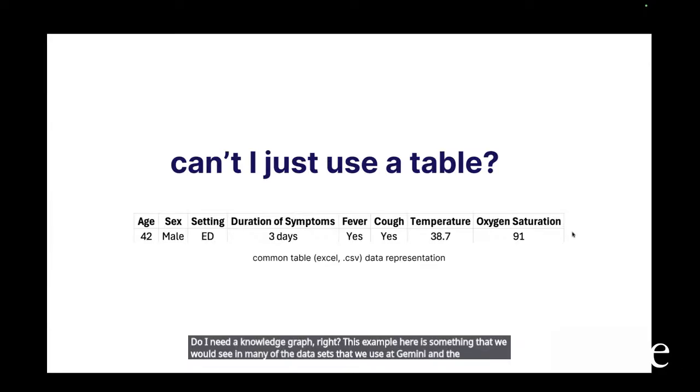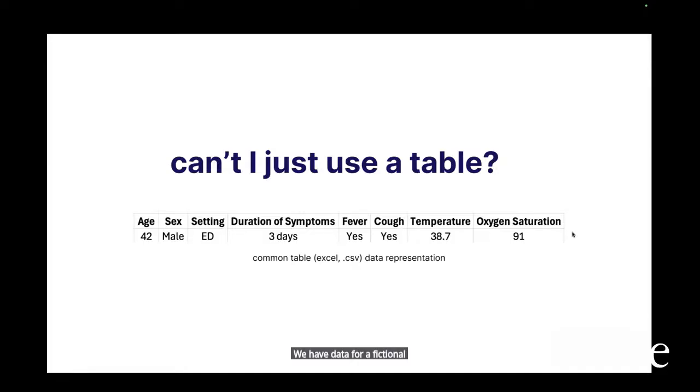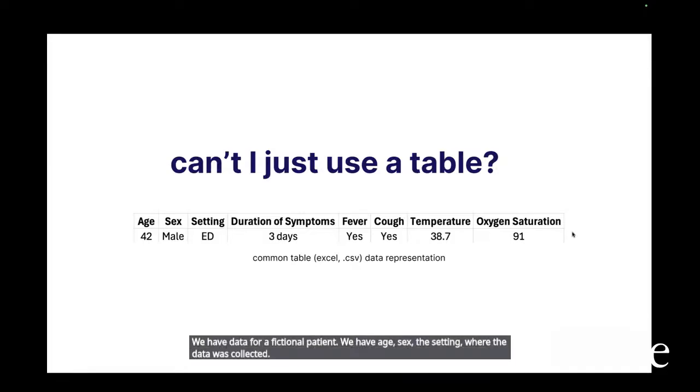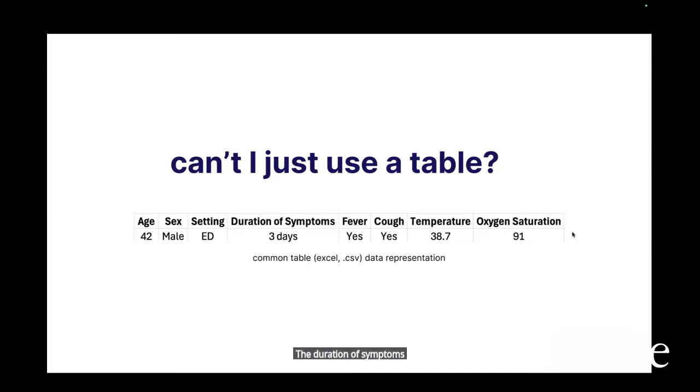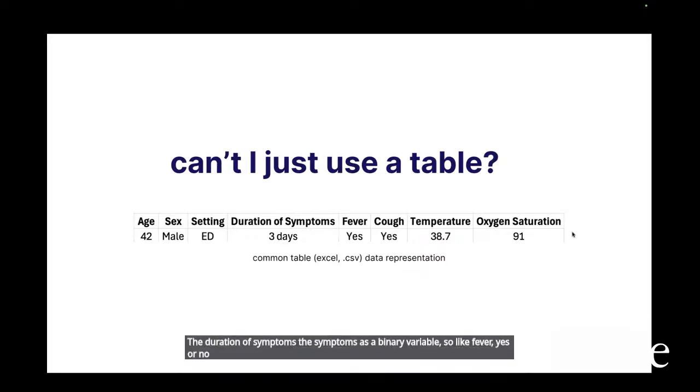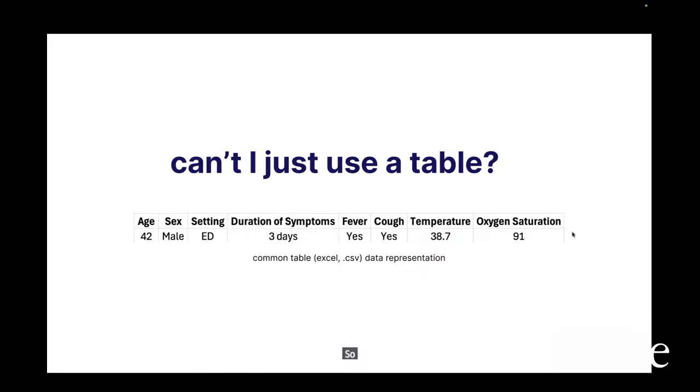So essentially, we have data for a fictional patient. We have age, sex, the setting where the data was collected, the duration of symptoms, the symptoms as a binary variable, so like fever, yes or no, cough, yes or no, temperature, and oxygen saturation. So this is pretty common, right? We always have data like that.